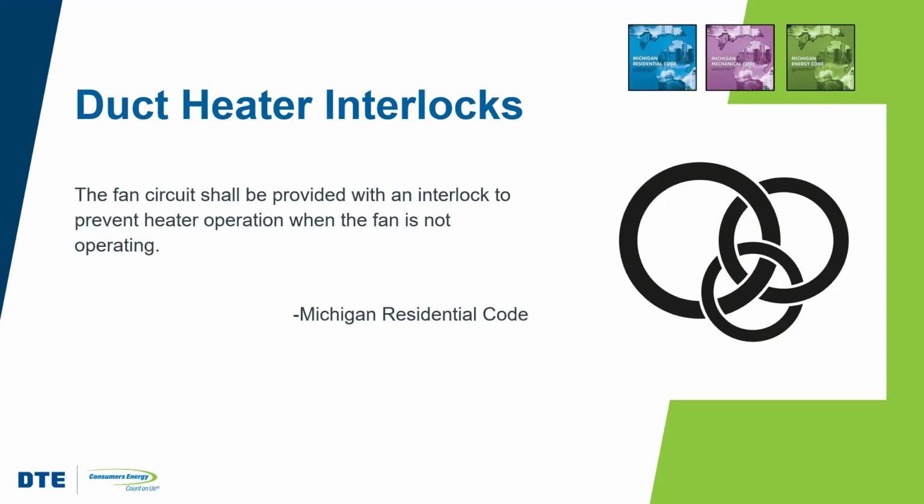Some of them are integral to the equipment, and some of them are external, installed in the field. So one of them, for example, is this duct heater interlock that requires that the fan be interlocked with the heat within a heater, so that you don't have heat operation when the fan is not operating. So this is something that you might see internal to a forced air furnace, but if you add an additional type of heater into a space, into ductwork, for example, you want to make sure that you have this interlock in place.